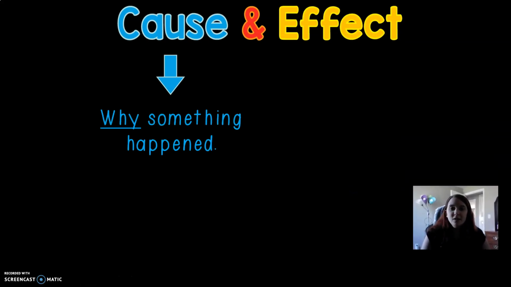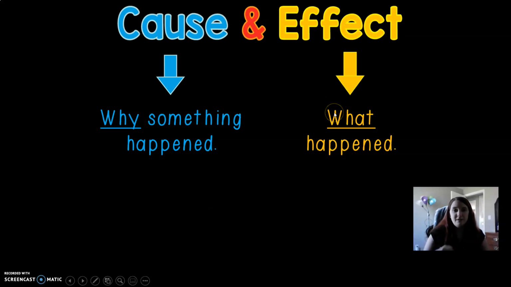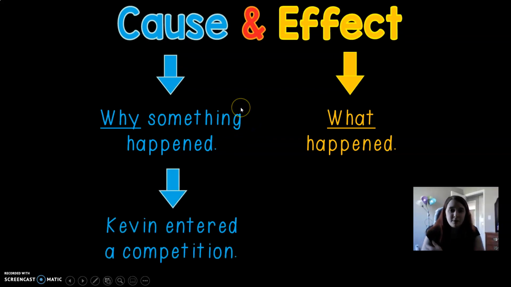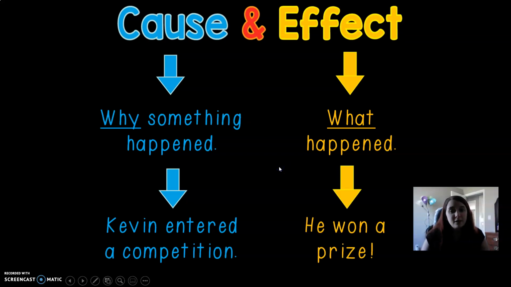So the cause is why something happened. The why. So because, basically. So if that's the why, the what is the effect. What happened? So something happened and then there was the why that thing happened. So for example, in the story that we just read, Kevin entered the competition. So he won a prize. The only way that he could win a prize is by entering the competition.